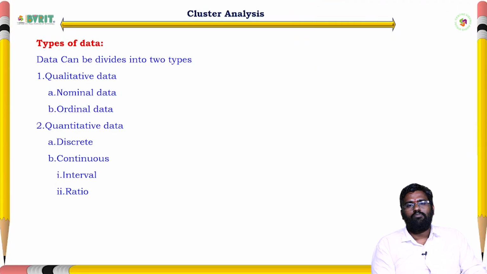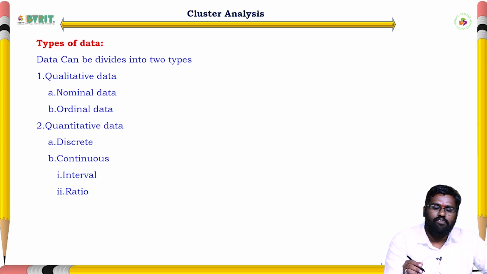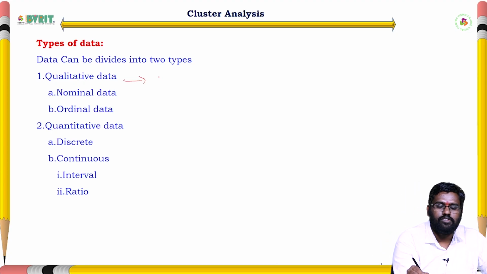Now, what are the different types of data used in clusters? We mainly have two types of data, qualitative data and quantitative data. Qualitative data contains only categorical data. They have some categories, within a group, for example male, female, other. Only that type of information is there.